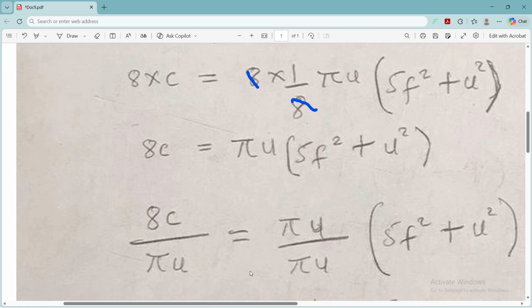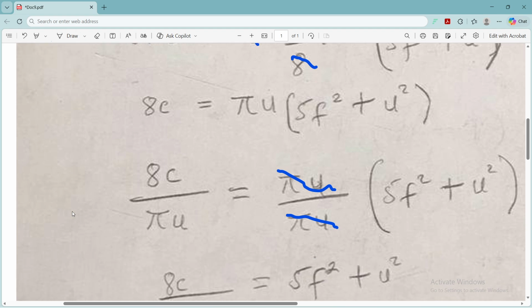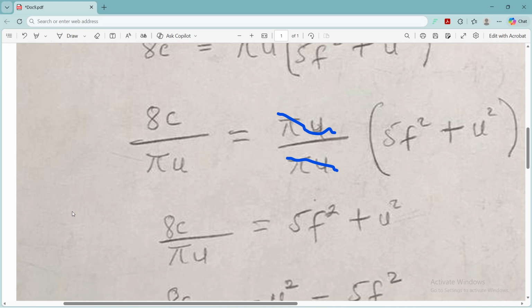So when we do the cancellation, pi u would cancel itself. Pi u will cancel itself here. So you are going to have our new equation to be the fraction 8c divided by pi u, right? So you are going to have the fraction 8c divided by pi u equals 5f squared plus u squared, right?